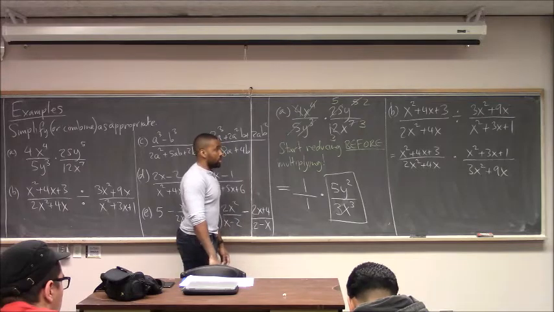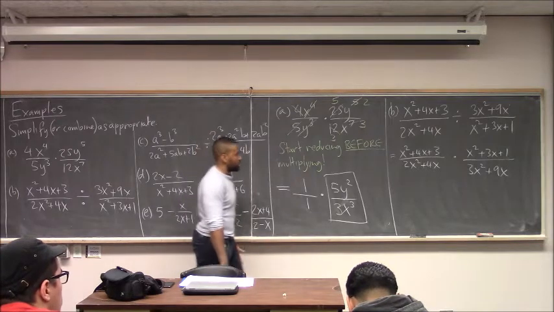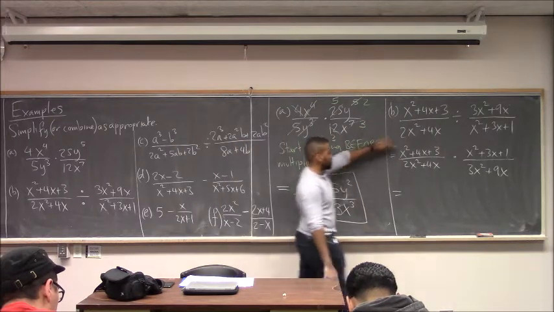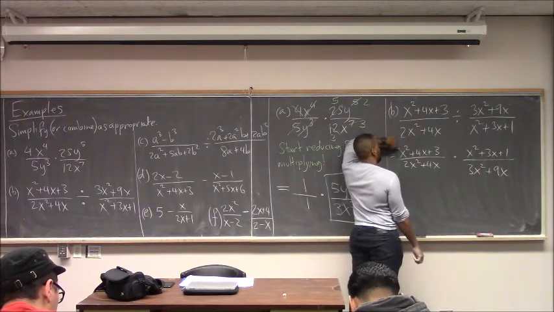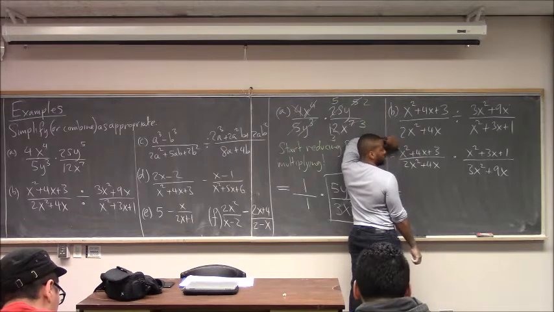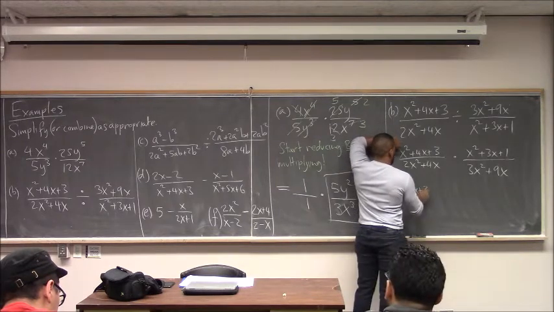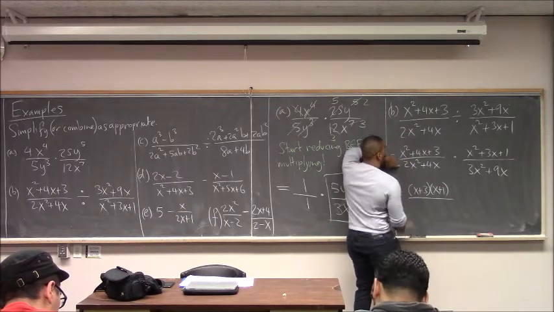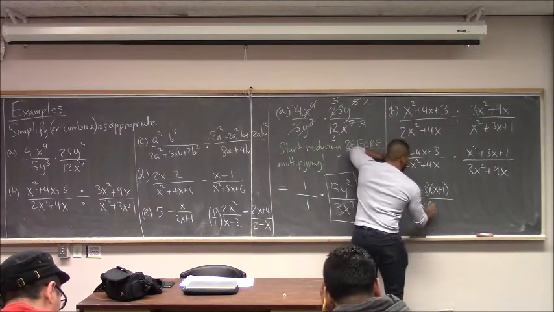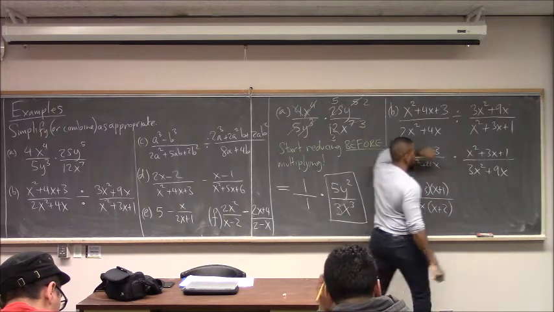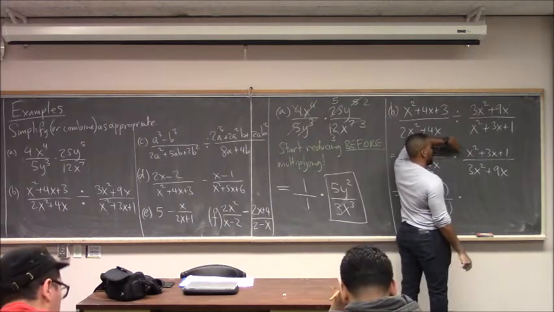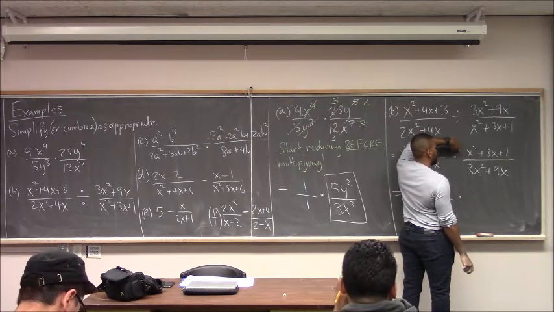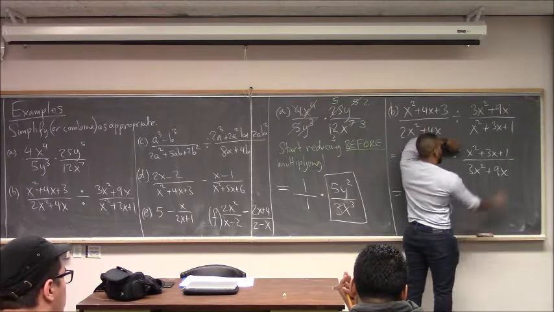We want to start reducing, so we need to factor. That's the point of factoring, right? So what would we do here? Top factors: x plus 3, x plus 4. 2x, x plus 2. x plus 1, x plus 2. Now there's a 1 here.